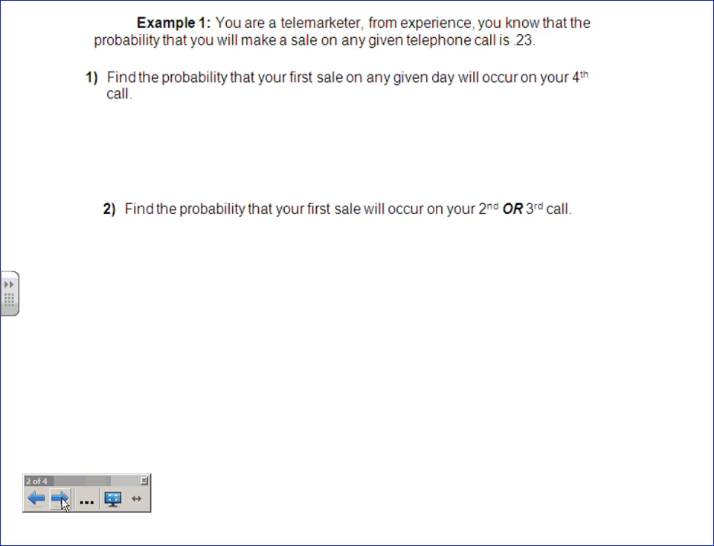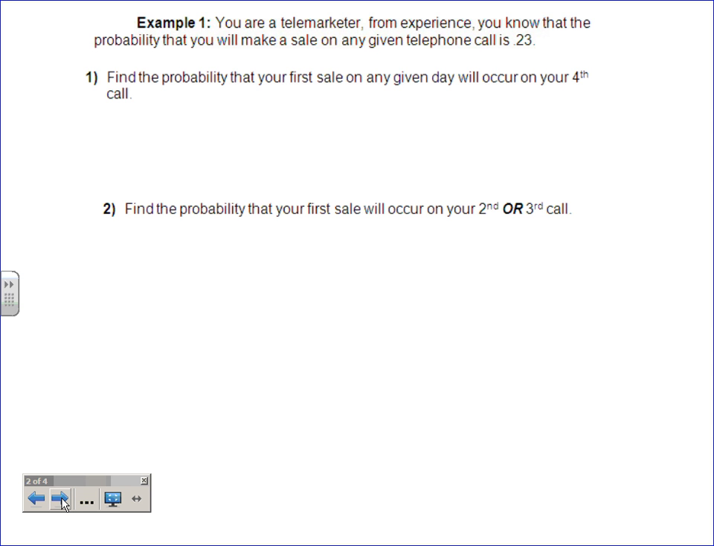So you're a telemarketer, everybody's favorite person in the world. And from experience, you know that the probability that you will make a sale on any given telephone call is 0.23. So apparently you're very good at your job. Because when you call me, I just hang up. So you're basically a 23% chance that any particular given phone call will be a success. It's almost a quarter of the time. That's a pretty good telemarketer.